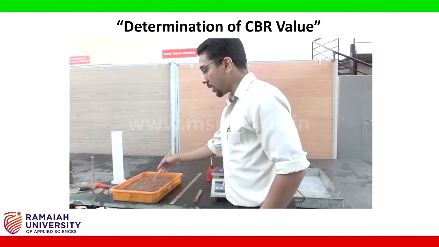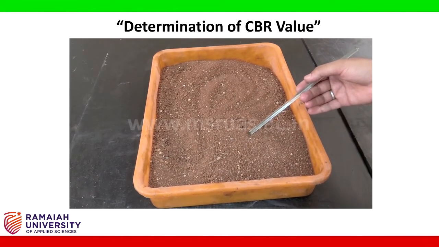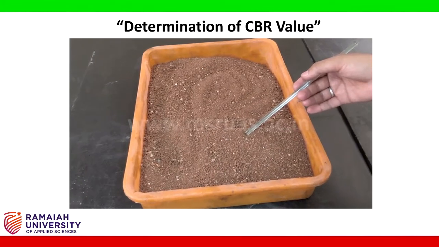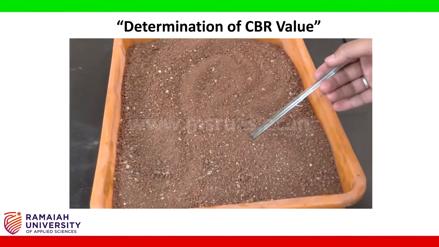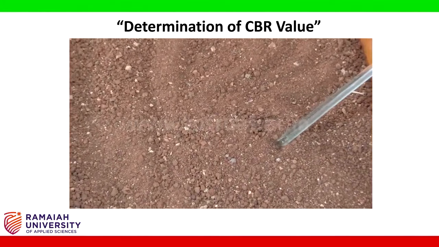And then the oven dried soil. This is the soil which is required to be tested, and as per IS standards we need to have 4.75 mm sieve passing material, which would be oven dried, and this is what we are going to use to cast the specimen.